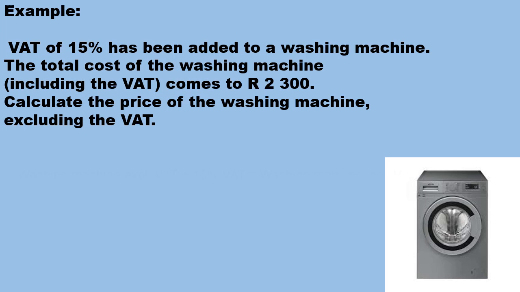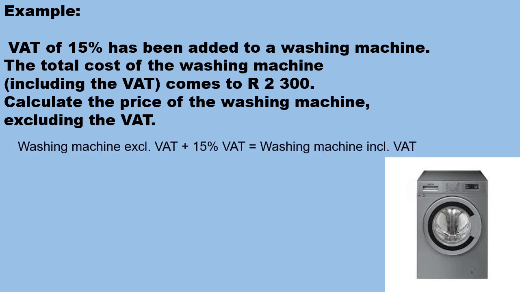So I just want to show you how we would set this up to show you that you've got the final amount. You've got the washing machine excluding the VAT. Then you're going to add 15% to that. Then you're going to get the final amount with the washing machine including the VAT. So we don't have the washing machine excluding the VAT. We don't have that original amount. Plus the 15% gave you the 2,300 Rand.